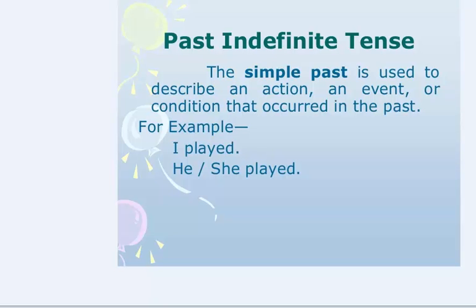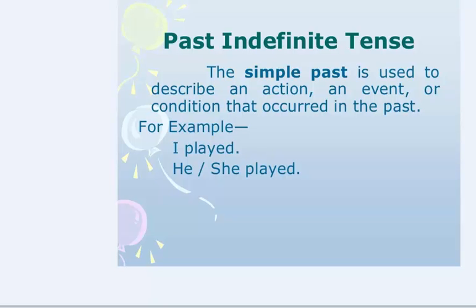Now, I am here to teach you about the past indefinite tense. It is the same as the present indefinite tense, but the only difference is the time. In present indefinite tense, the action is happening now, but past indefinite is used to describe an action, an event, or a condition that occurred in the past. So, something that happened in the past is included in the simple past tense.